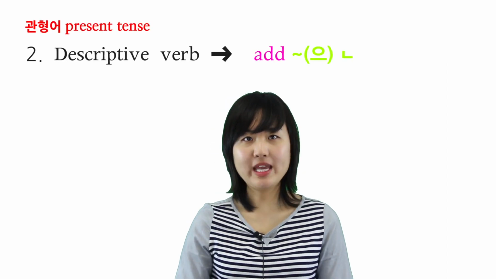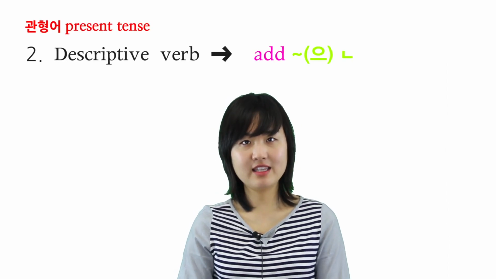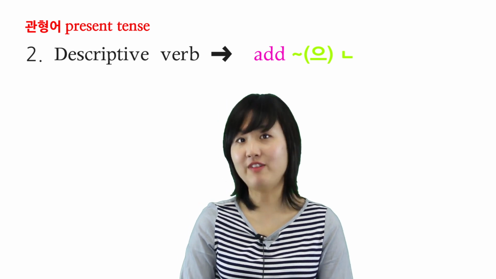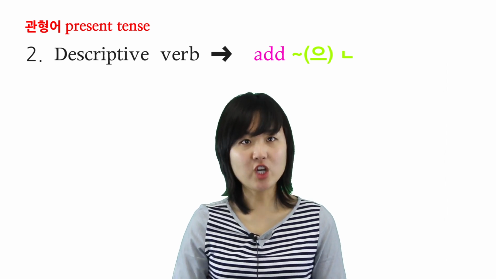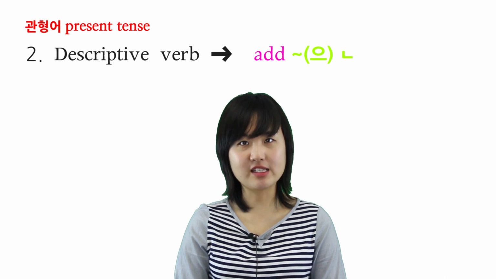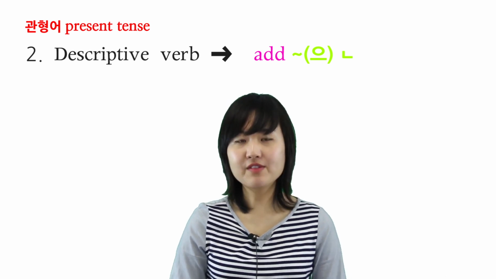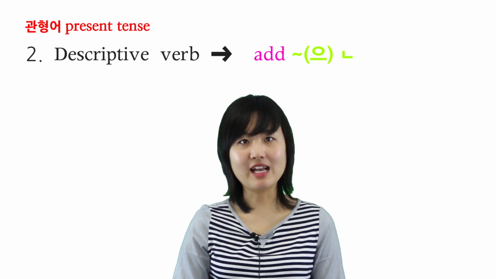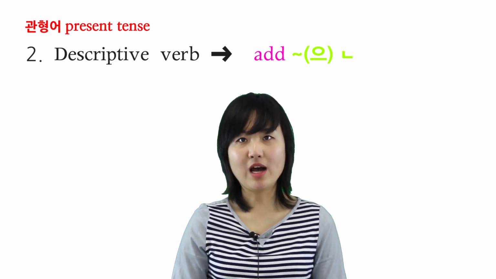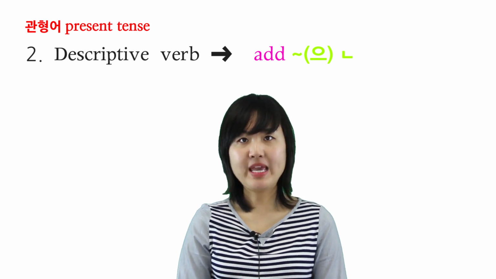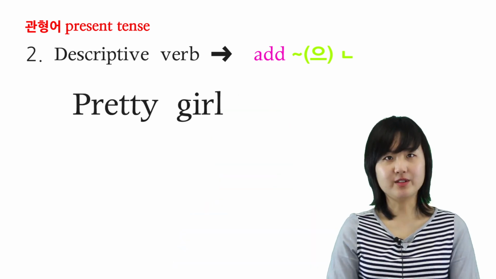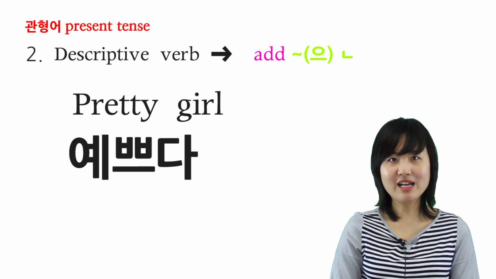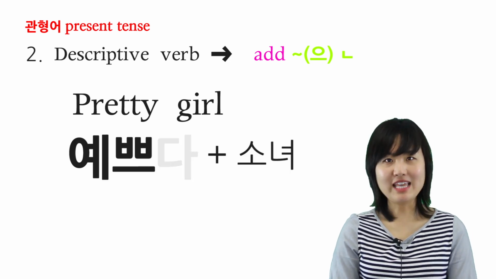Then what about descriptive verbs? Look at the rule right here. When we have something 는, that means the conjugation will depend on the final consonant, correct? So when you use a descriptive verb to modify a noun, we have to conjugate differently depending on the final consonant of the verb stem. If there is no final consonant, 니은 should be added as the final consonant to the verb stem, while 은 should be added to the verb stem if there is a final consonant in the last letter of the verb stem. Pretty girl, verb stem, 예쁘다, plus 소녀. Therefore, 예쁜 소녀.